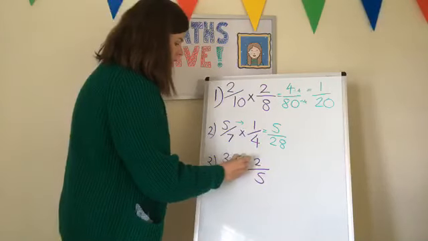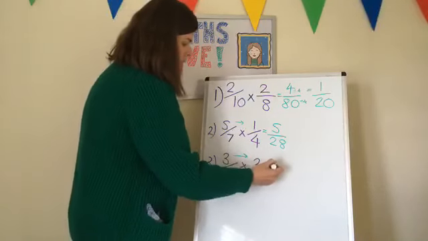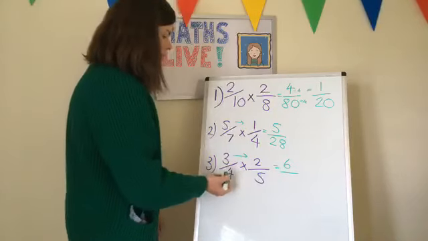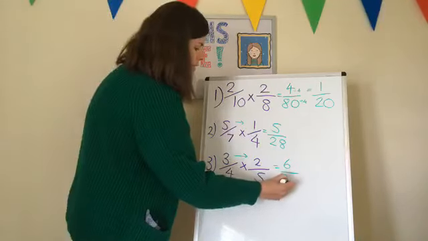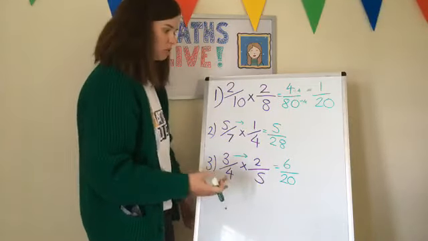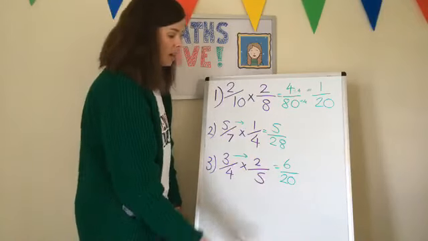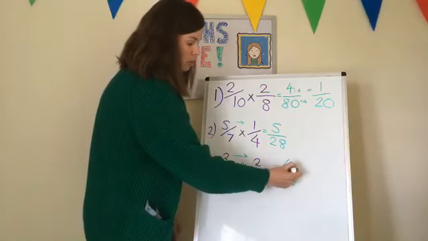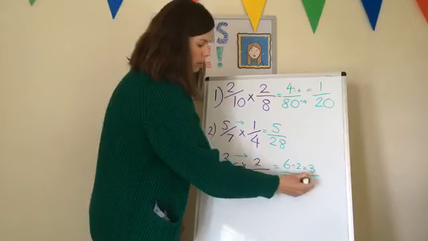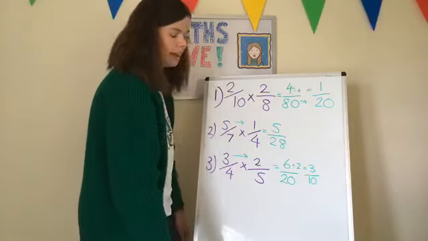The last one, we do 3 times 2, or 2 times 3, which is 6. And then we do 4 times 5, which is 20. We think we can simplify that. We know that because they're both even numbers. So divide by 2, which is 3. Divide by 2, which is 10.